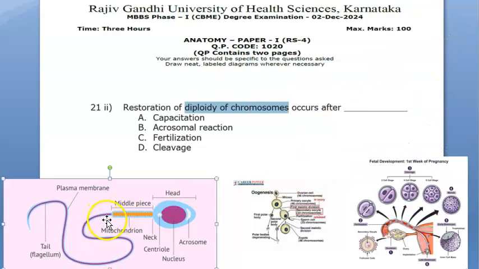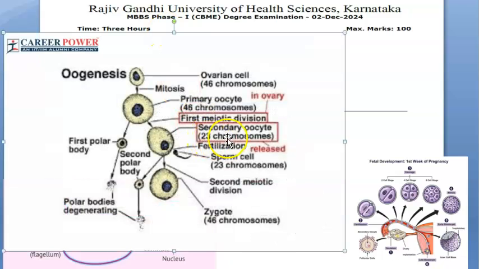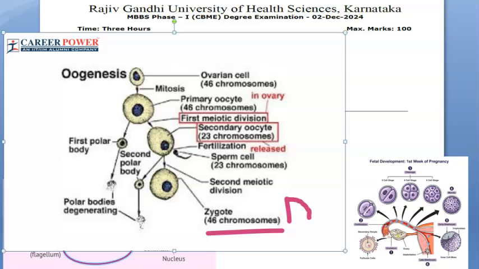So somewhere between this acrosomal reaction, capacitation, and then this cleavage, something should happen, and that is the fertilization. So basically here is fertilization. The sperm will meet the secondary oocyte, and the secondary oocyte has 23 chromosomes, that is, it is haploid, and the sperm is also haploid, that is 23 chromosomes. Then the second meiotic division occurs and the zygote forms, which has 46 chromosomes, that is 23 pairs of chromosomes. So now it is diploid.